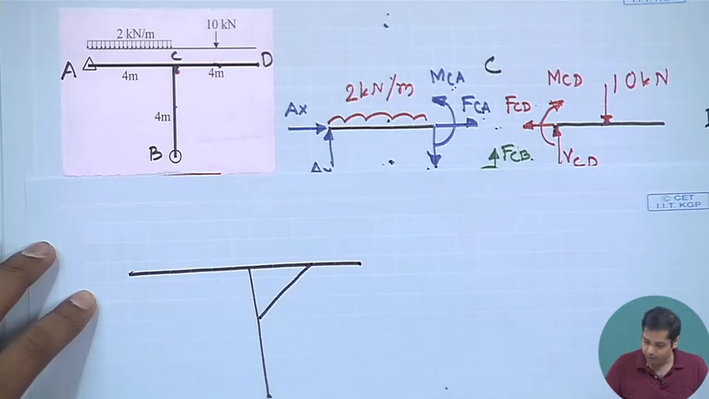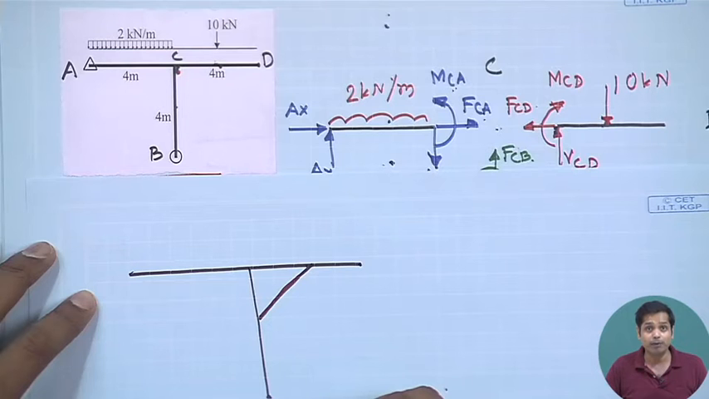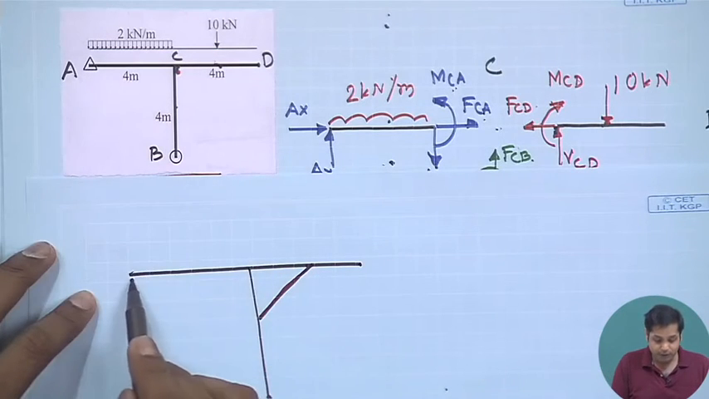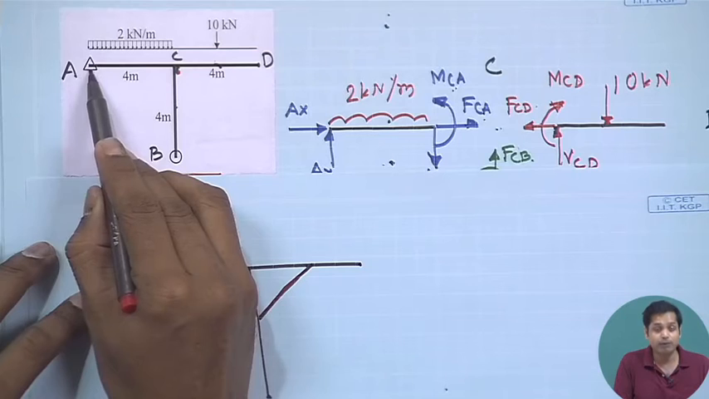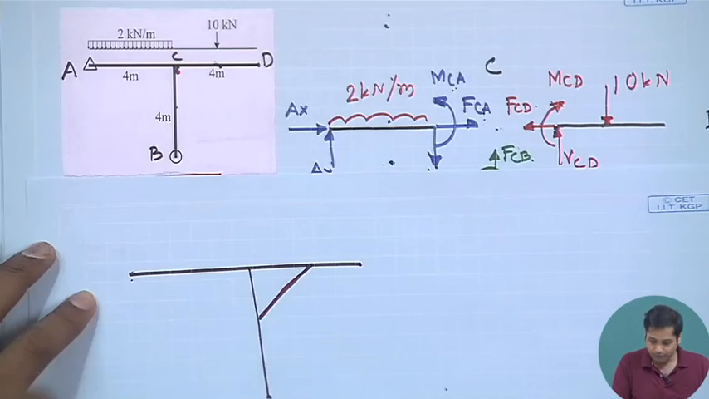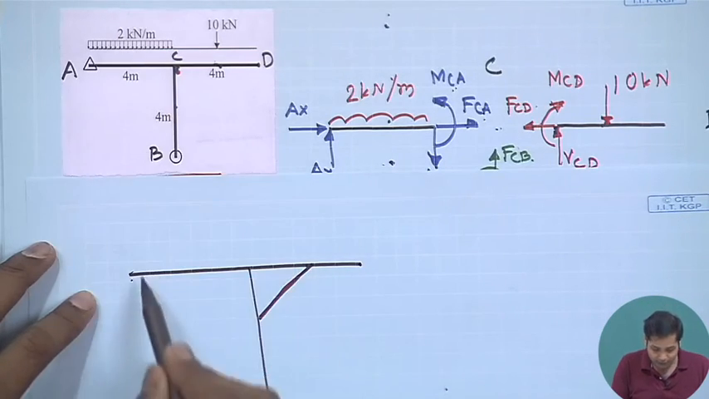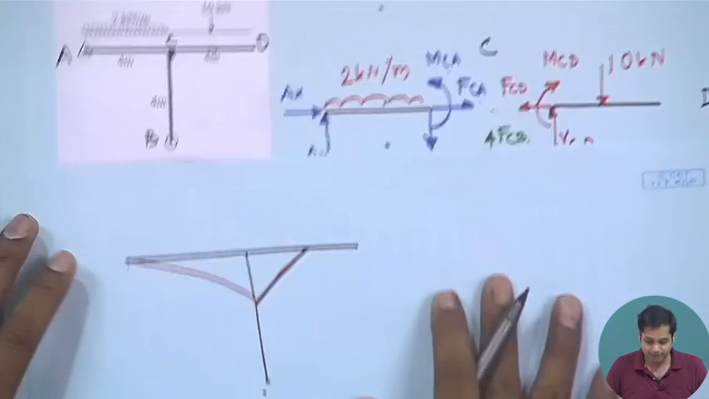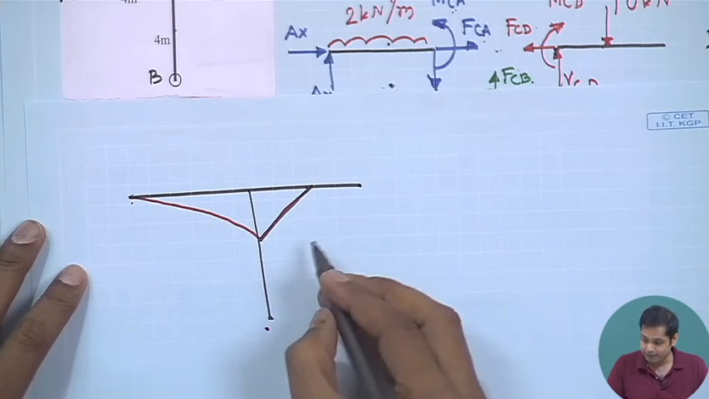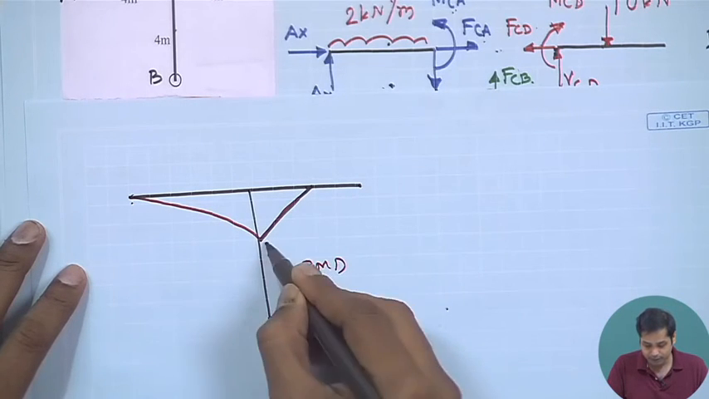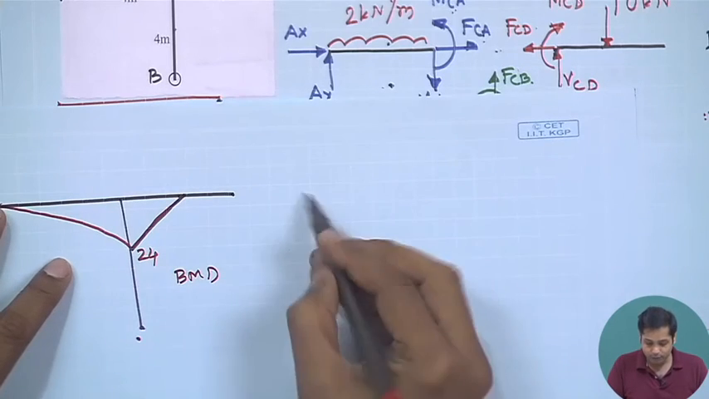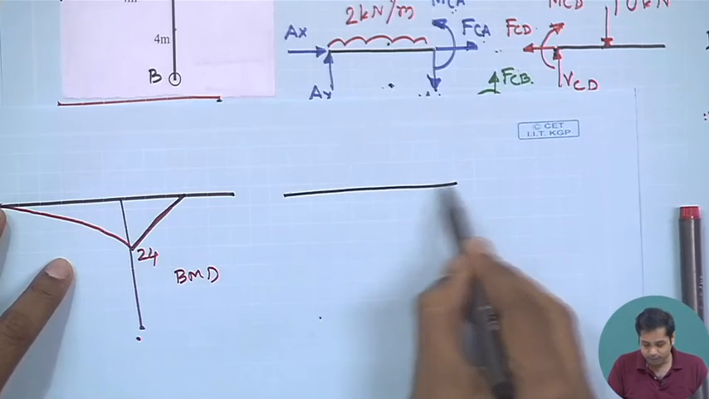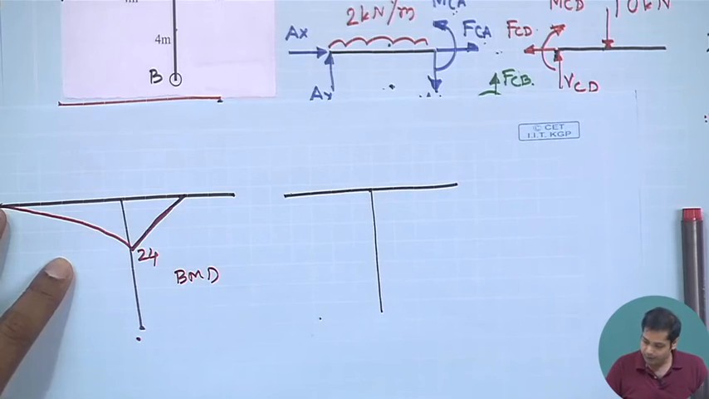So, it will be hogging moment, and for this there will be no bending moment, and for this bending moment is 0 here, and between this point to this point bending moment varies quadratically, and again for this load this is hogging moment. Okay. So, this will be your bending moment diagram. This is the bending moment diagram. This is 24.